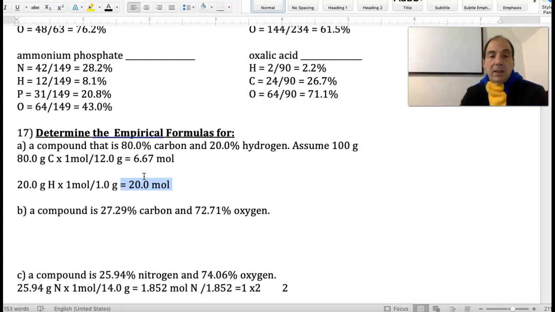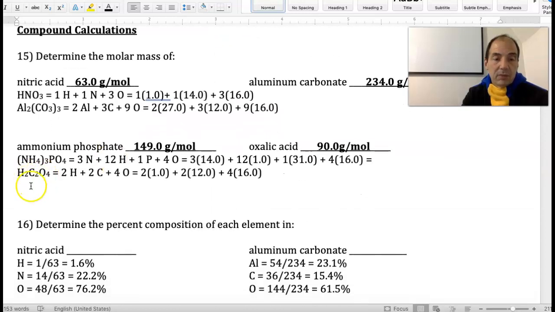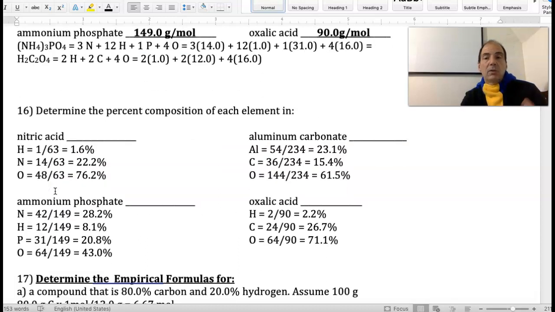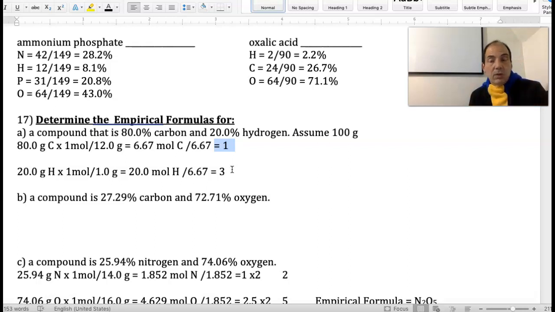When you are simplifying in math, like we did with the oxalic acid formula, when we simplified this to 1 to 1 to 2, we divided everything by 2. You have to figure out what to divide by. So what we're going to do is divide by the smaller number. So we're going to divide by 6.67, and then divide by 6.67. Obviously, 6.67 divided by 6.67 is going to be 1. When I divide 20 by 6.67, I'm going to get a number very close to 3. And again, it's got to be really close to a whole number. If you're off by a few hundredths or something like that, that's fine. You shouldn't be off by tenths, it should be hundredths.